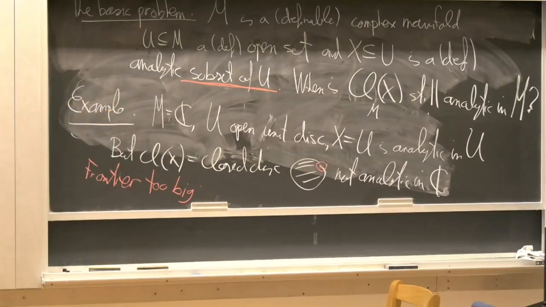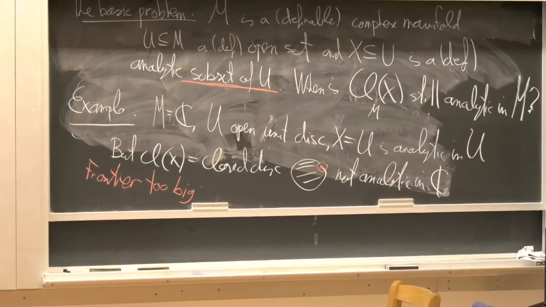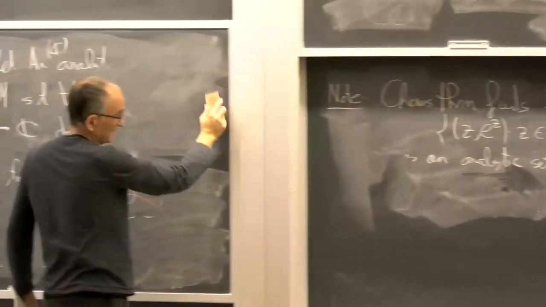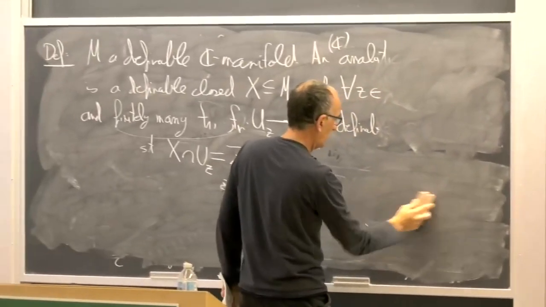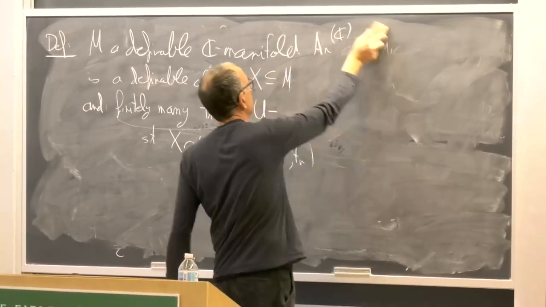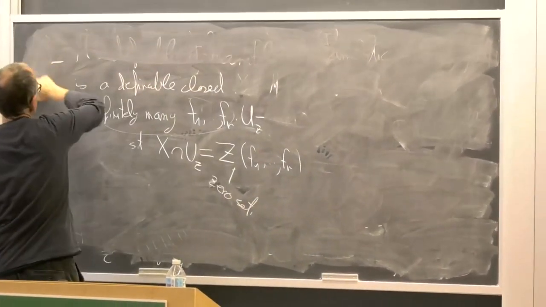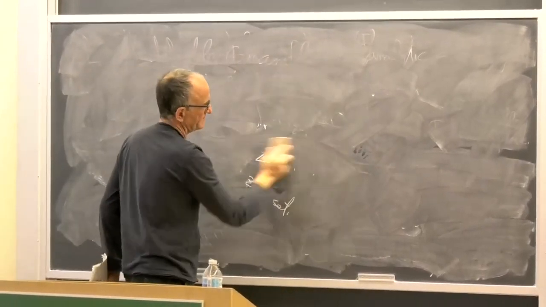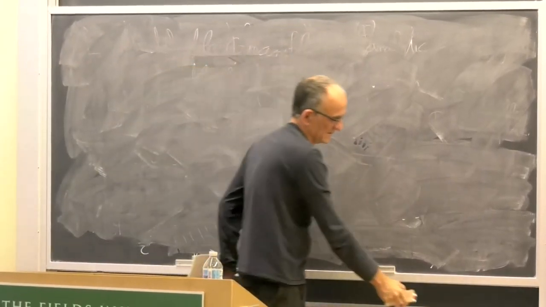Is it true that all proper subsets of C which are analytic must be finite? Yes. All proper subsets of C which are analytic must be finite. That's true. Except C. Yeah, but proper. Yes, this is true with no assumption.